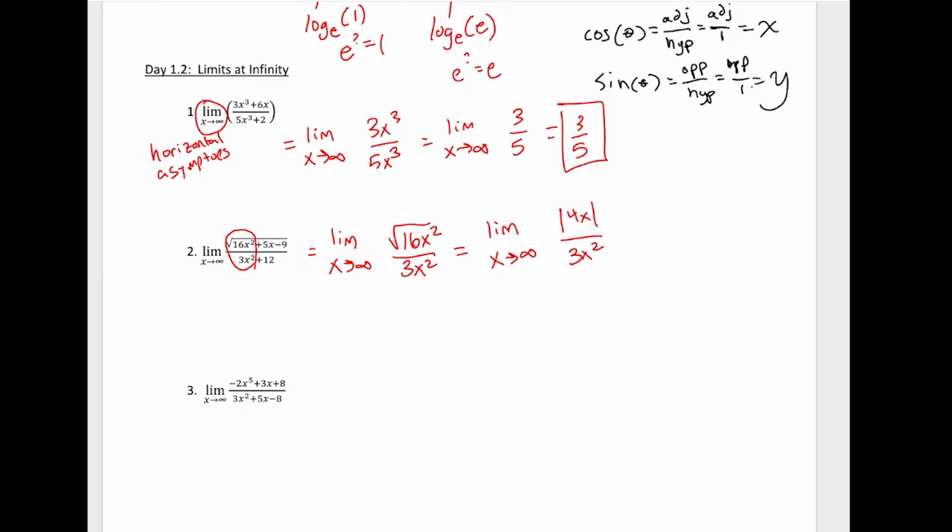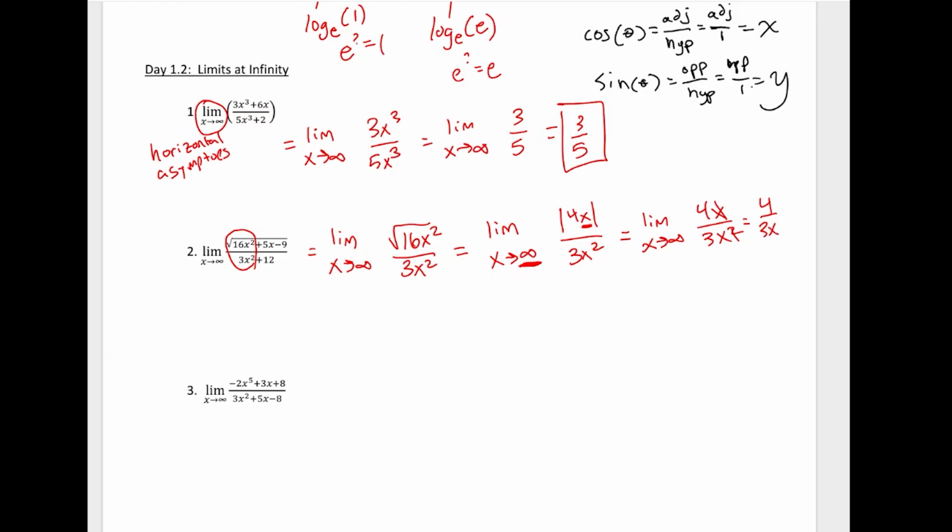Now, whether or not this is the absolute value, we're going to positive infinity. So if I plug in a positive number here, this thing's going to be positive. So this is just going to equal the limit as x approaches infinity of 4x over 3x squared. Now, if I simplify and cancel out one of those x's, I'm going to get 4 over 3x.